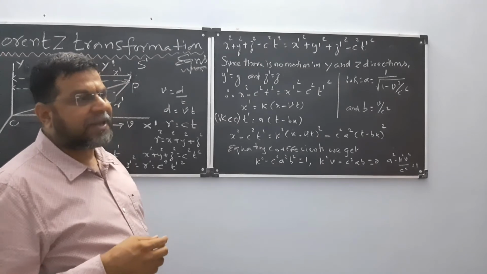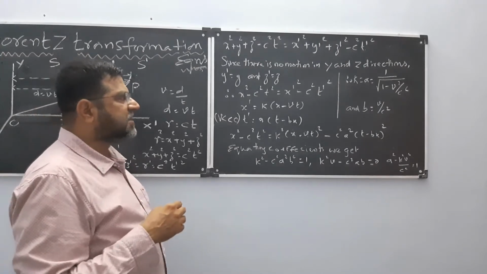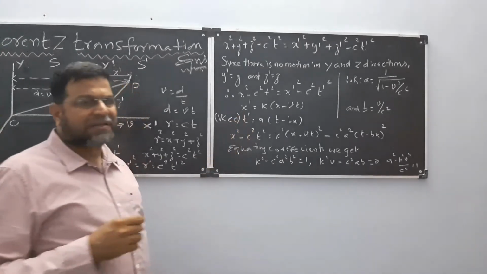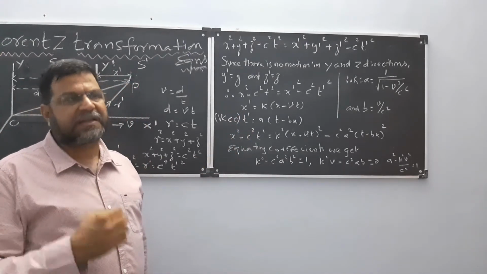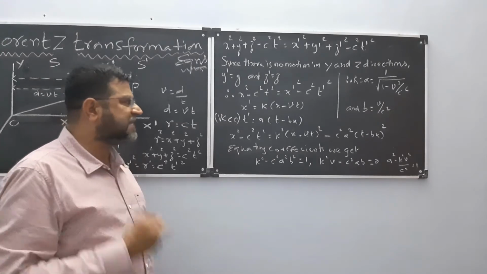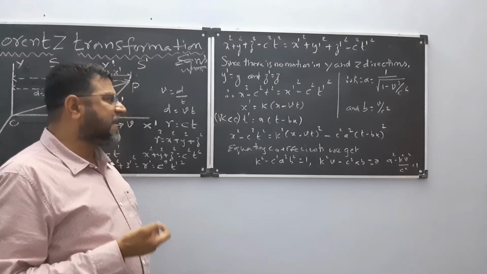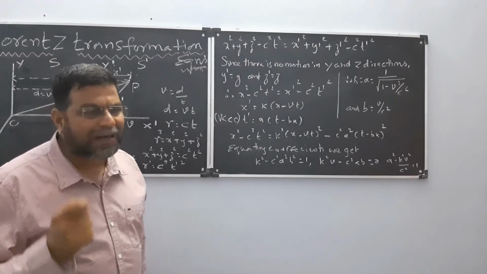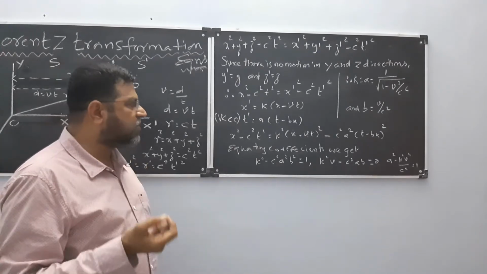We have to form a solution. This equation is in a simple linear form. Therefore, we can write the solution because the velocity is very much less than the velocity of light. So X dash equal to K into X minus Vt and T dash equal to A into T minus Bx, where A, B are constants and K is a constant.